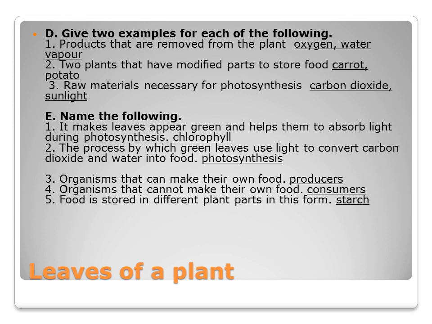Second one, two plants that have modified parts to store the food. Carrot and potato. Third one, raw materials necessary for photosynthesis. Carbon dioxide and sunlight. Then E, name the following.